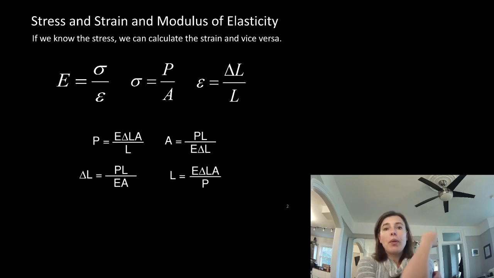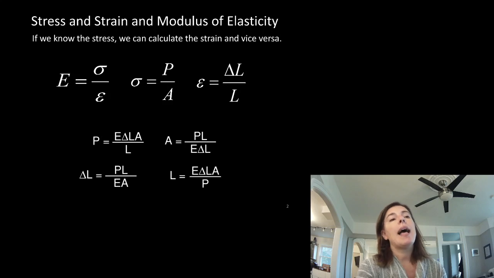So you guys remember that we talked about stress and strain and the relationship between them. Stress is force divided by area. Strain is the change in length divided by the original length. And the relationship between those two things is the modulus of elasticity, or stress divided by strain. And that's the slope of the straight portion of our stress-strain curve, where we're in the elastic zone. Hence why it's the modulus of elasticity, or E.